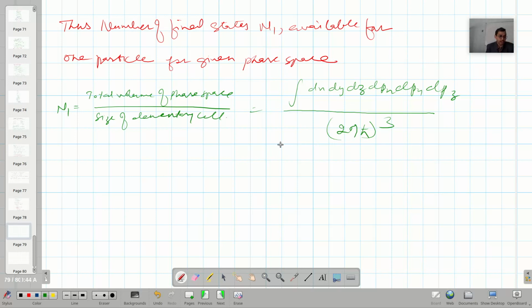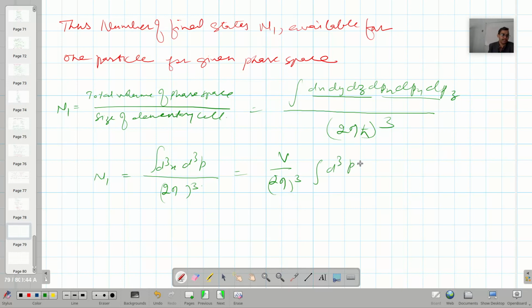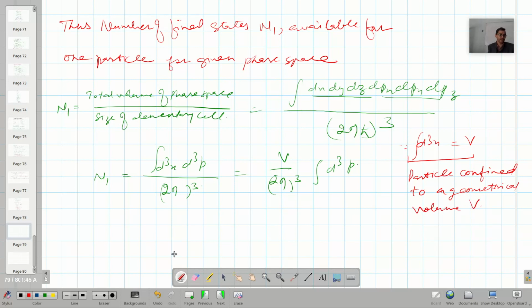And this can be written in natural units in a simple way. Therefore n1 can be written as the integral of d cube x and d cube p over 2 pi raised to power 3, and it can be written as V over 2 pi raised to power 3 times the integral of d cube p. Here what we have done is, because the integral of d cube x is equal to V, we have assumed that the particle is confined to a geometrical volume V, right? So let us go back.